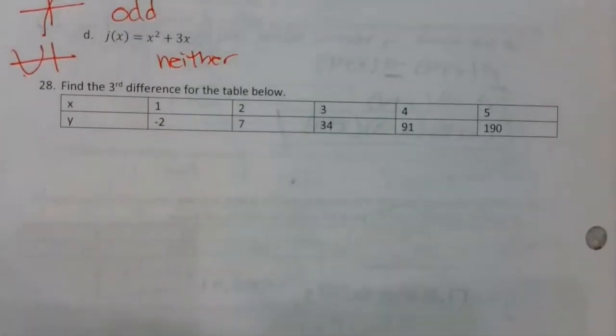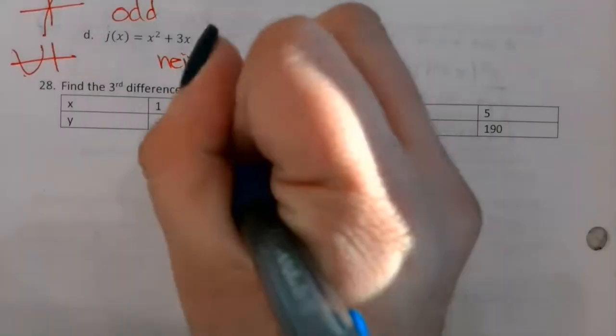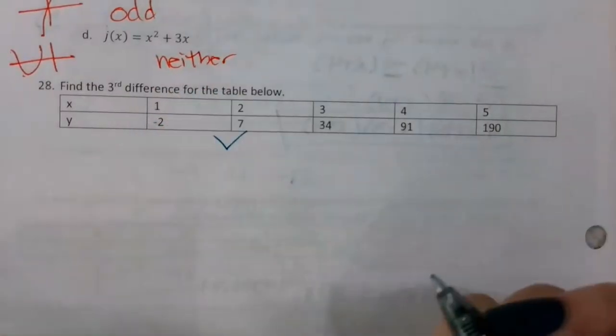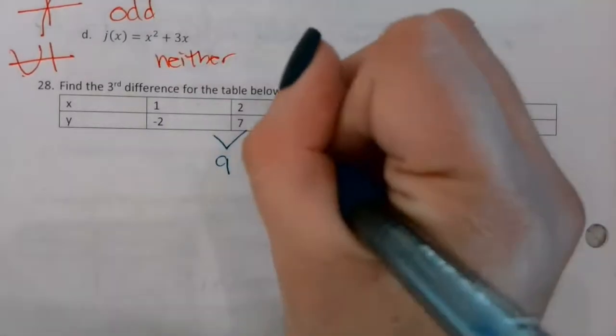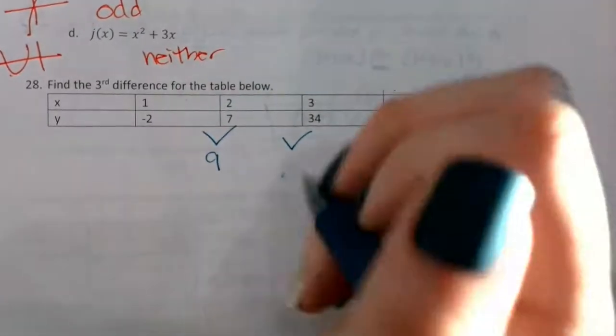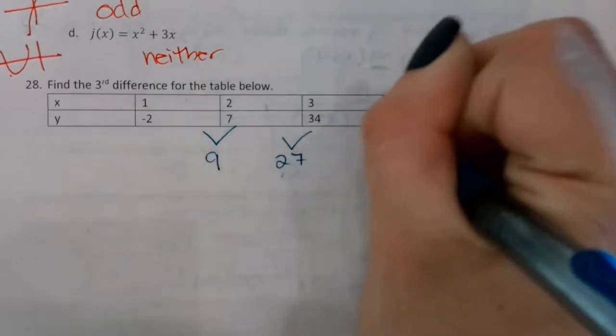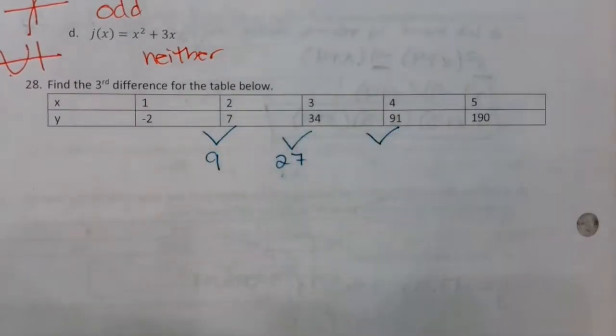Okay, number 28 just wants me to find the third difference. I don't have to write the equation. So I just have to find how these numbers are changing 3 times. So to go from -2 to 7, I go up 9. From 7 to 34, go up 27. 34 to 91, I don't know this one.